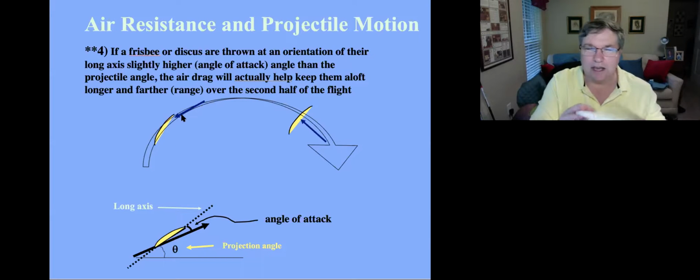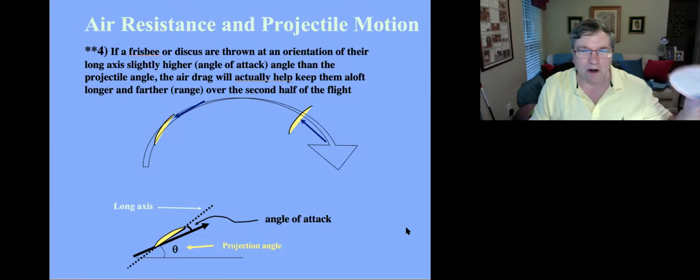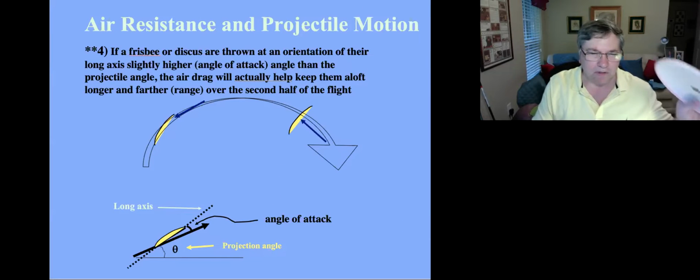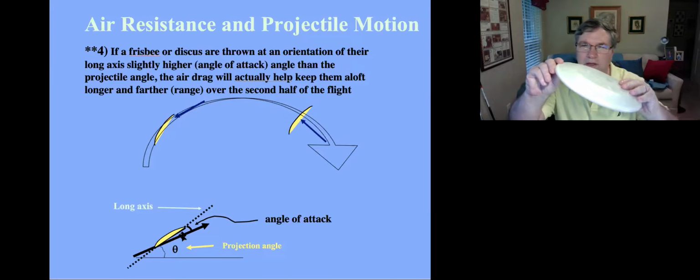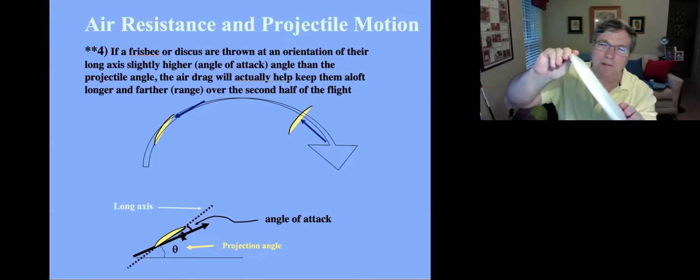So that's the idea: we're turning the frisbee or discus into a glider over the last part of the throw. So there's your projection angle. The angle of attack means we're going to orient the long axis of the frisbee or discus just a little bit upwards.